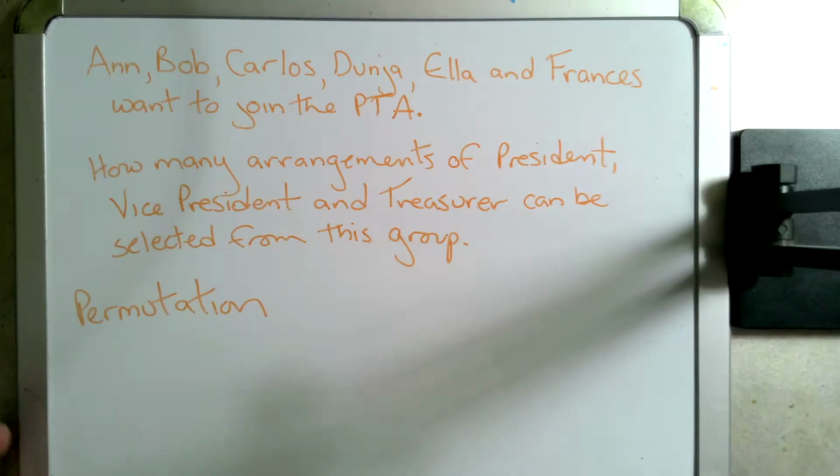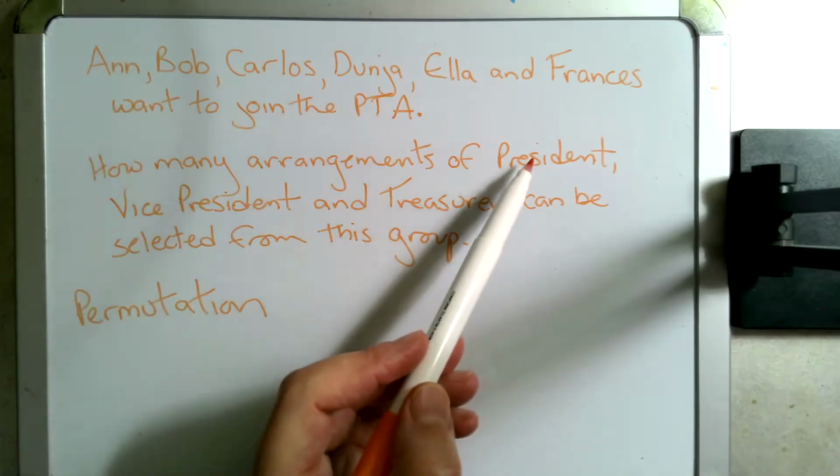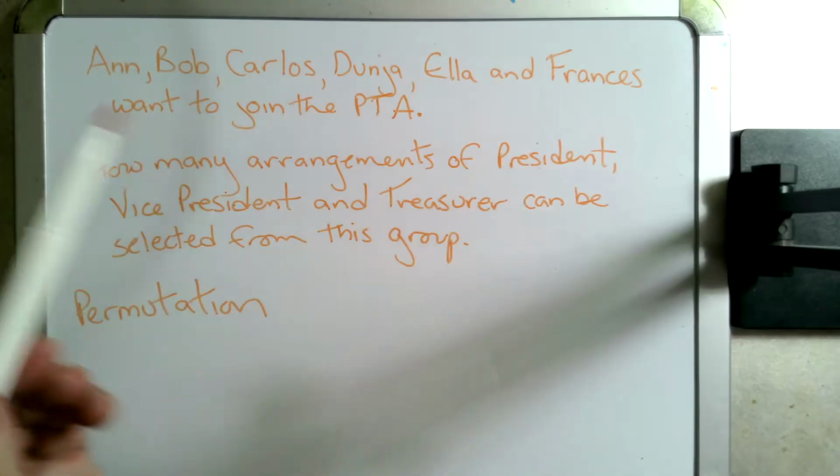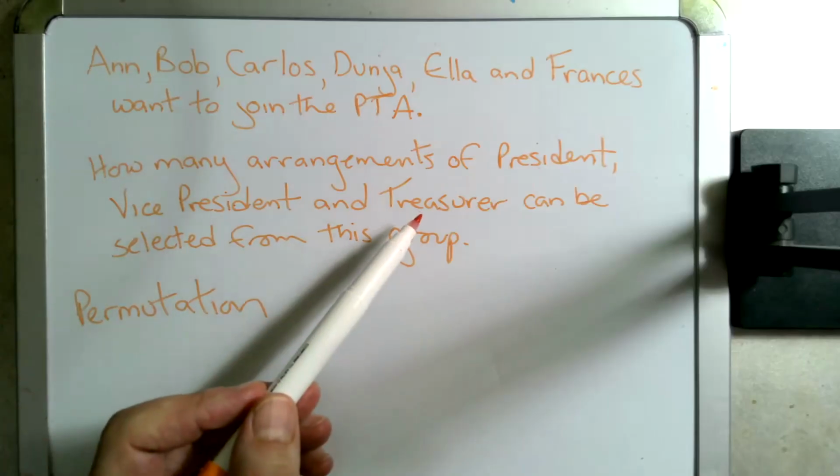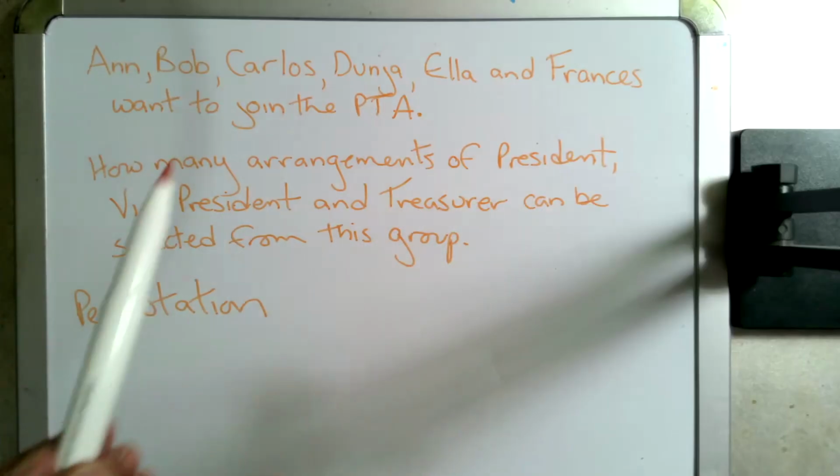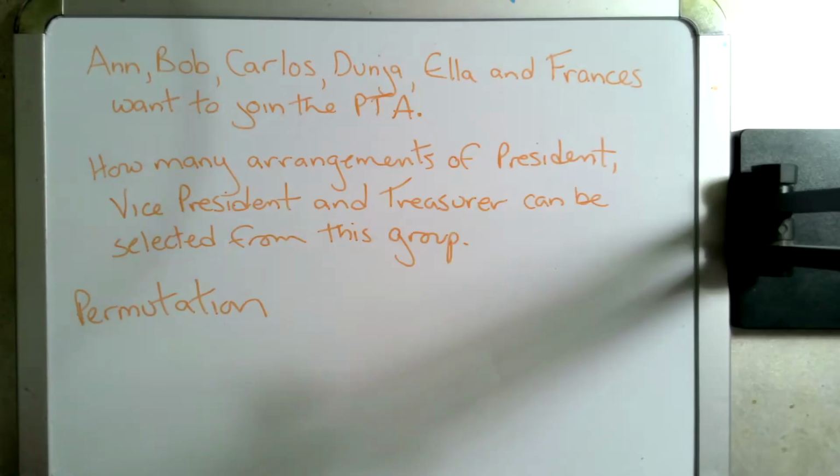And what does that mean? Anne as president is different than Anne as treasurer, even though Anne would be in both of those groups, right? So permutation means that the position within the group matters. Combination means that it's just a collection of things and that the order within them doesn't matter.